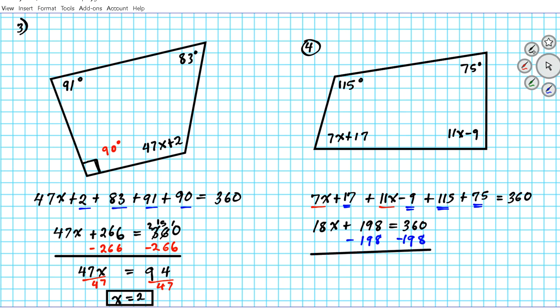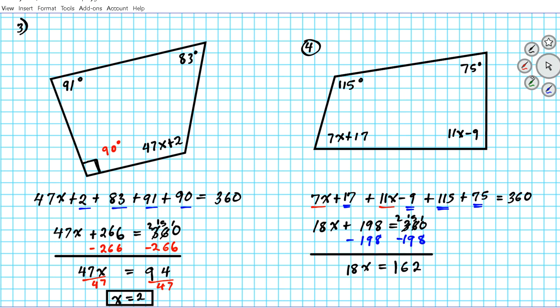So we will have 18x. And then if you do the subtraction, you borrow 1 from here, that's 5. 10 minus 8 is 2. And then borrow 1 from this 3, you have a 2. 15 minus 9 is 6. 2 minus 1 is 1. So we have 18x is equal to 162.